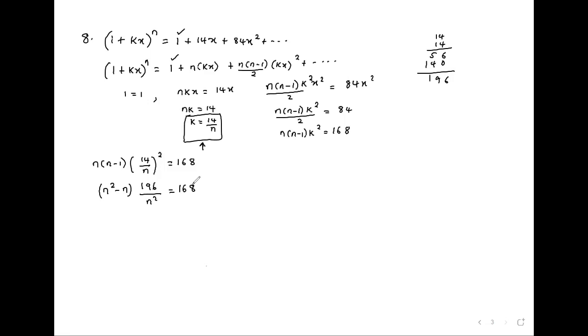Then you can see that this n breaks there, and when they meet with this one, n remains down. So we have 1 minus 1 over n being multiplied by 196 is equal to 168. We divide by 196, we divide by 196. So we have 1 minus 1 over n is equal to 168 divided by 196.